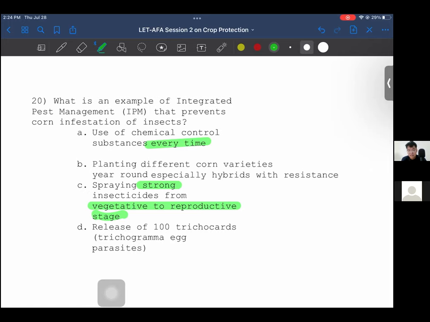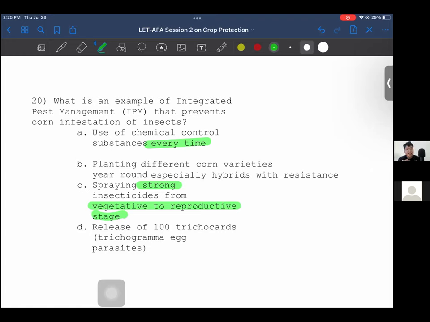And yung letter D, release of 100 trichocards, trichogramma egg parasites, this is somehow a biological control, pero these parasites can further harm other plants in the cornfield. Ganun. So ang best dito, kasi sabi is integrated pest management, di ba? Kapag sinabi integrated, you have different inputs from cultural to biological to chemical, to even the management ng isang field. So ang letter D is only a biological measure. Letter C and letter A are only chemical measure.